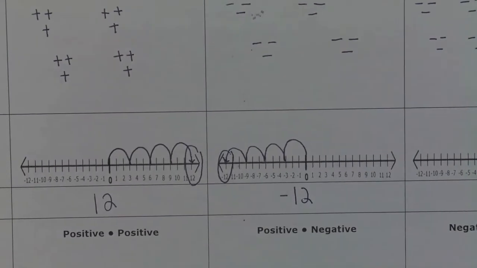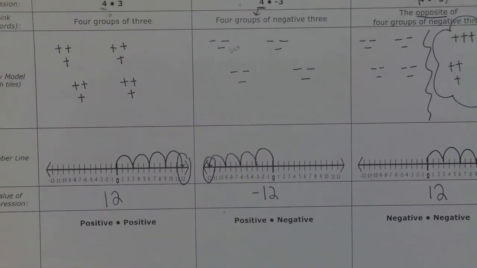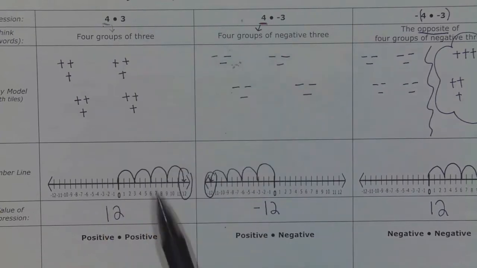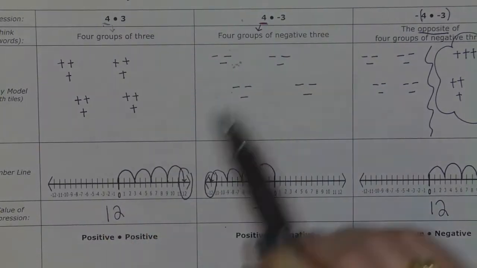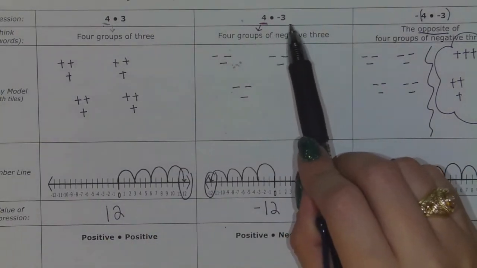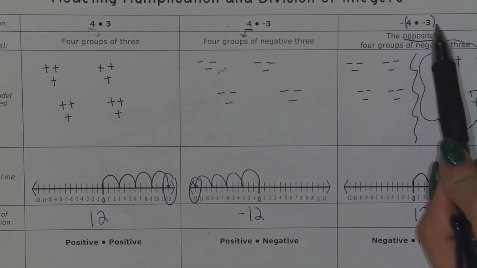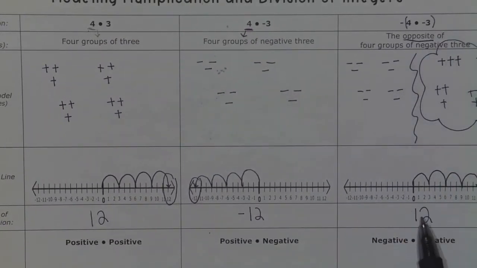So looking at our values here, I'm going to zoom out just a little bit. So when I had a positive times a positive, I ended up with a positive answer. When I had a positive times a negative, I ended up with a negative answer. And when I had a negative times a negative, I ended up with a positive answer.